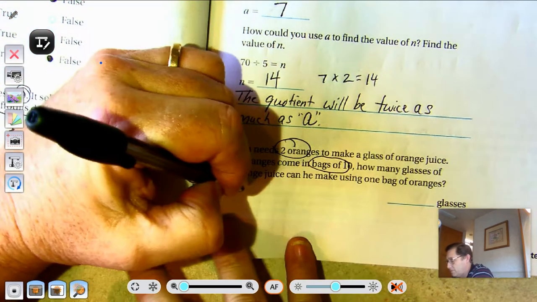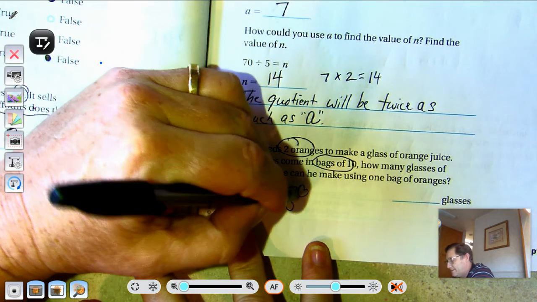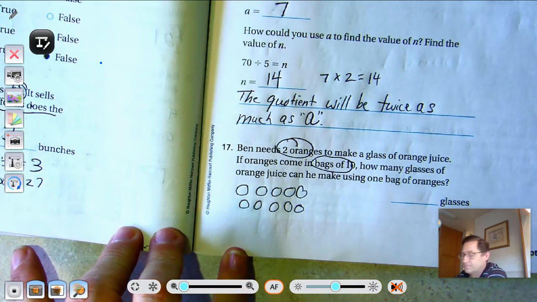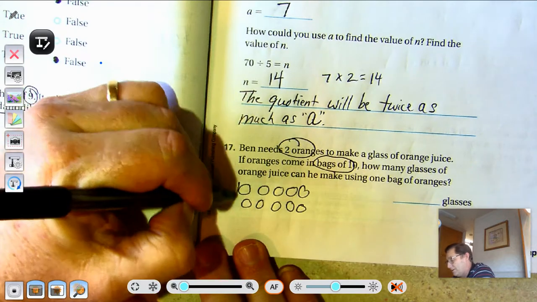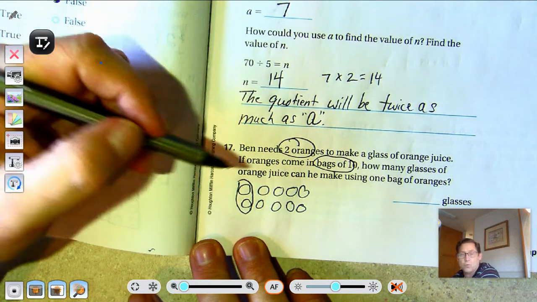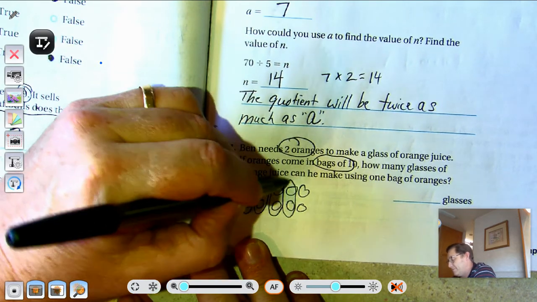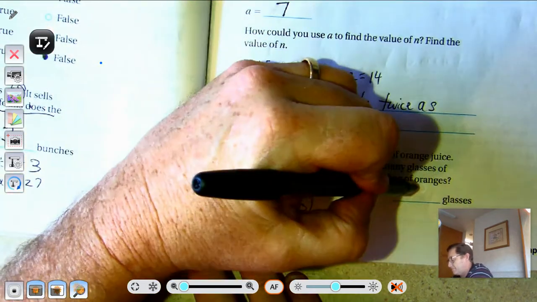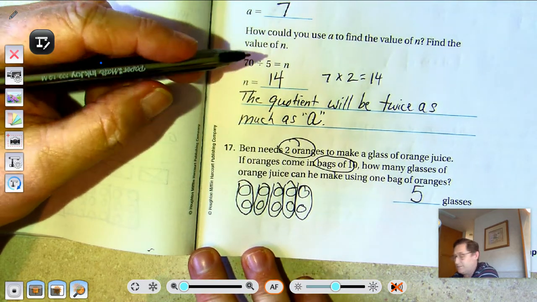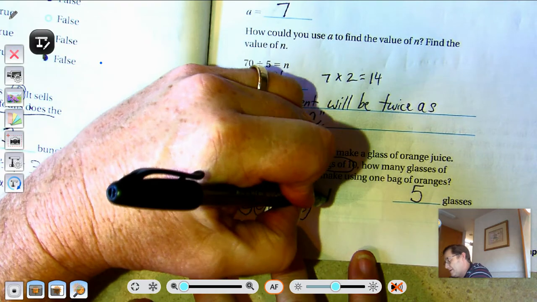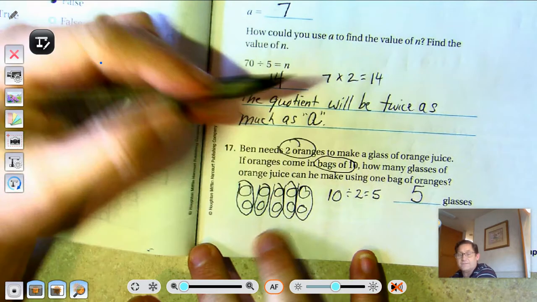Well, okay, so he has 1, 2, 3, 4, 5, 6, 7, 8, 9, 10. He has 10 oranges because they came in a bag of 10. He needs 2 oranges to make 1 glass. Okay, so that's 1 glass of orange juice. 2, 3, 4, 5. So he can make 5 glasses of orange juice from 1 bag of oranges. So I could basically say 10 divided by 2 equals 5.